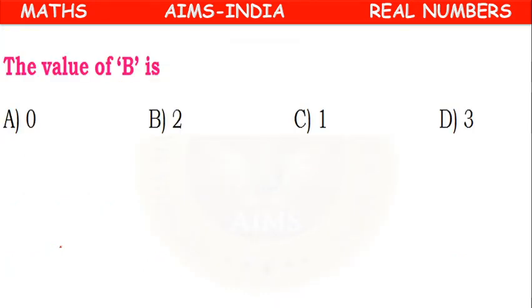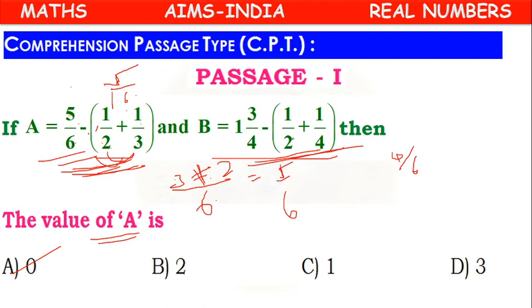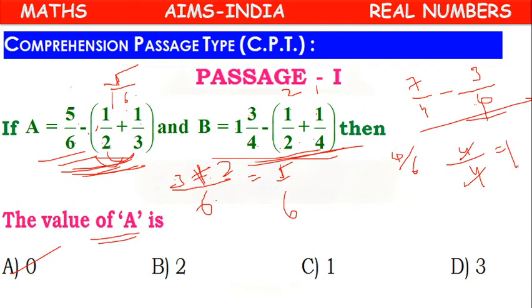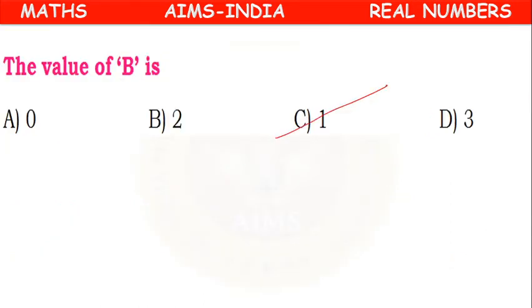Next, they are asking the value of B. So 1 3 by 4 means 4 1 is 4 plus 3, 7. 7 by 4 minus 2 by 4? LCM how much? 4. 2 2 times 4. 2 1 is 2. 4 1 is 4. 1 1 is 1. 2 plus 1, 3 by 4. So 7 by 4 minus 3 by 4, we will be having 4 by 4. Cancellation. Answer is 1. So B value is 1.